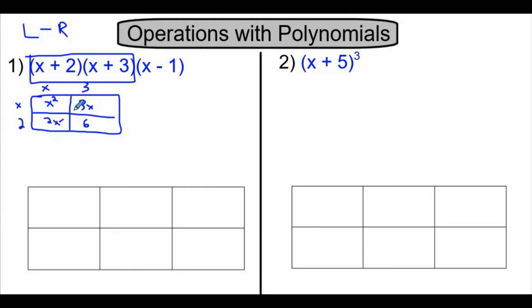So what do I get? My like terms are always combined right here. So we have x squared as our first term. Then we have 2 and 3, which makes 5x. Then here we have 6.